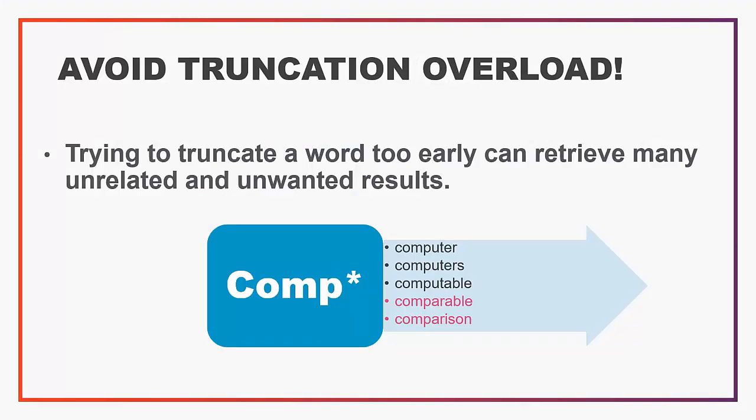Not surprisingly, there are drawbacks to using this method, so beware of overusing truncation or truncating too early in a word. For example, if we were researching for computers, truncating after COMP would bring results for computer, computers, and computable, which would be helpful for your search, but would also bring up results for comparable, comparison, and many other irrelevant terms.